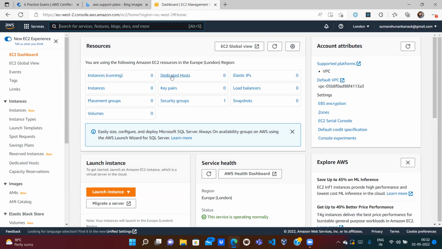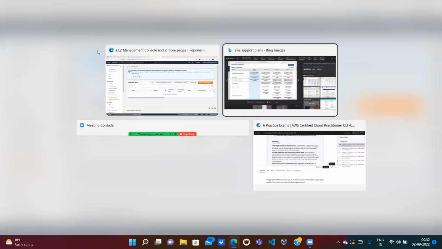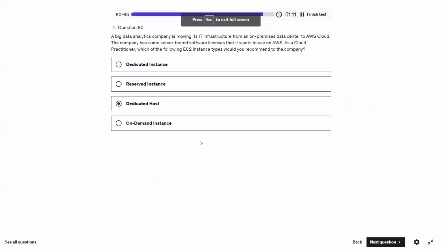But there is an option of dedicated host. In the dedicated host, you can allocate the dedicated host. Dedicated host means you are allocating the whole server to you. If you are allocating the whole server, then you can use the server license.